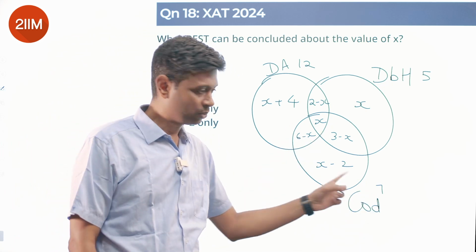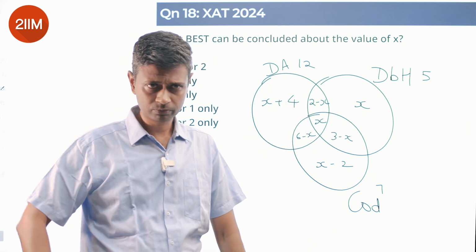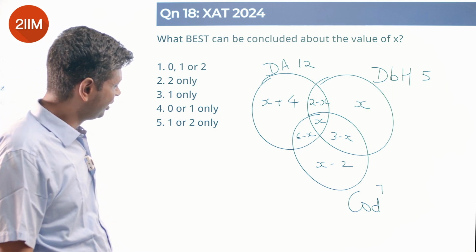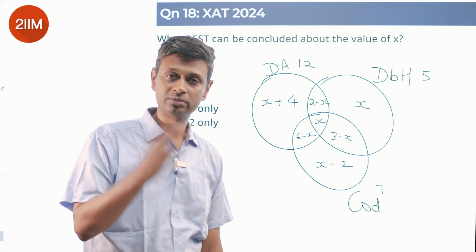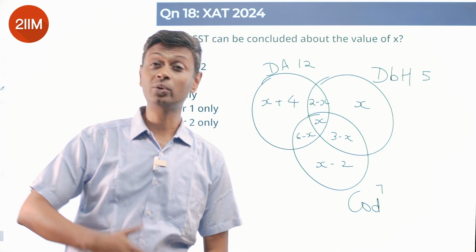I'm adding these 4 to add up to 7, these 4 to add up to 5, these 4 to add up to 12. Right, so what best can we conclude about the value of x? We have x here. We know all of these should be non-negative integers. They can be 0, but they cannot be minus 1. So this is 2 minus x sitting here. 2 minus x is greater than or equal to 0.